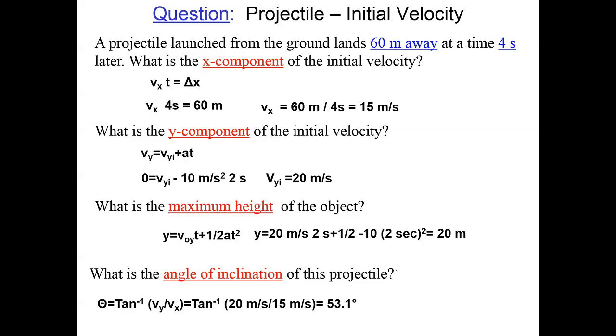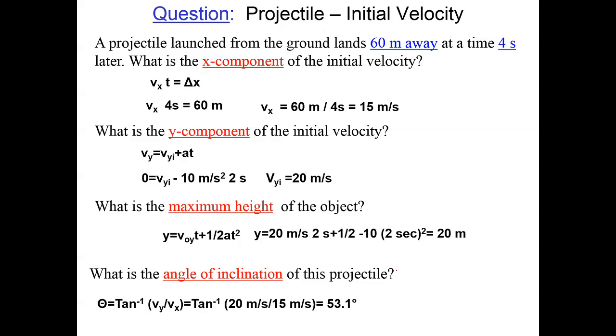So lastly, we want to find the muzzle velocity and the angle. To find the angle, we know the y component of the velocity is 20 meters per second, and the x component is 15 meters per second. So if we take the inverse tangent of y over x, that becomes inverse tangent of 20 over 15. So that turns out to be 53.1 degrees.